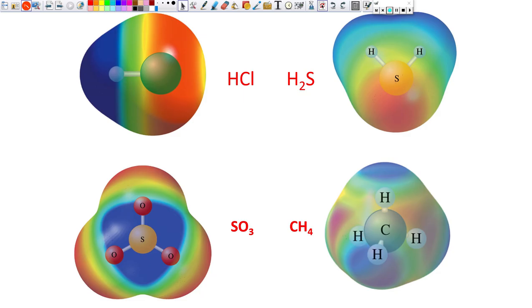The top right one, H2S. Polar or non-polar? Polar. Because there's more electrons down at the bottom end than there are at the top, right? So is the negative on the bottom or the top? Bottom. Be very careful on this next one. Look at the bottom left one. SO3. Polar or non-polar?